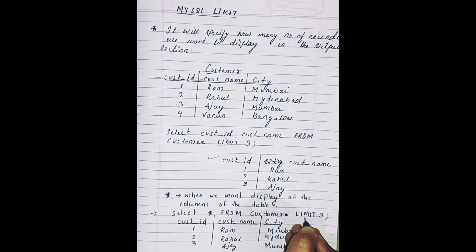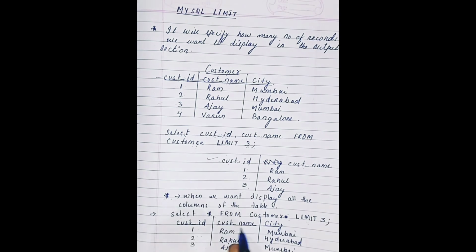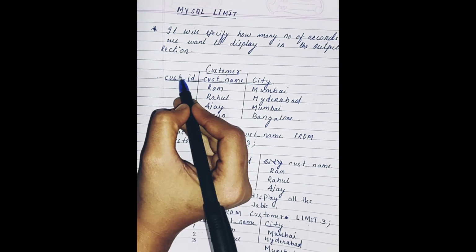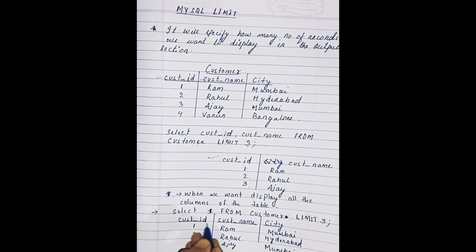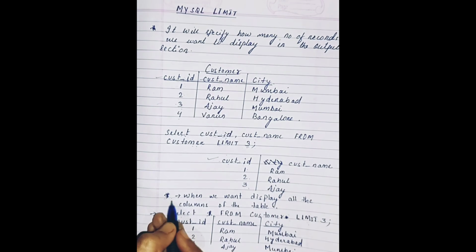Then if we want to display the first three records, we specify LIMIT 3. So here we have written SELECT *, which means all the columns of the table will be displayed, like cust_ID, cust_name and city, and the first three records are there. I hope you are clear about the limit and the asterisk.